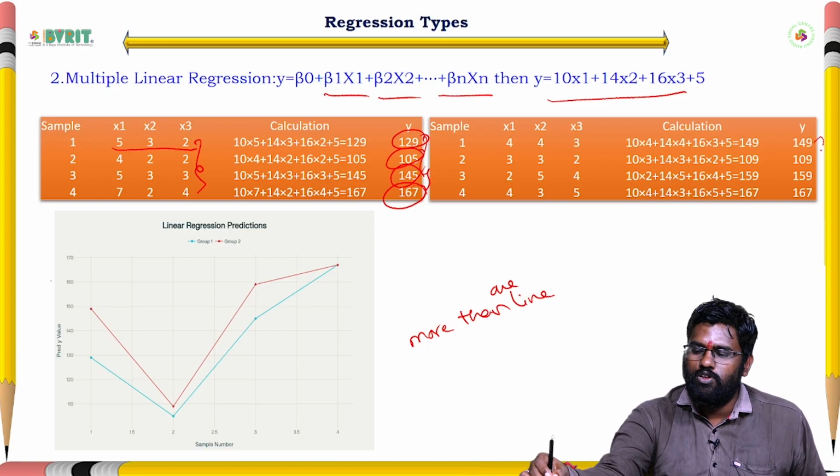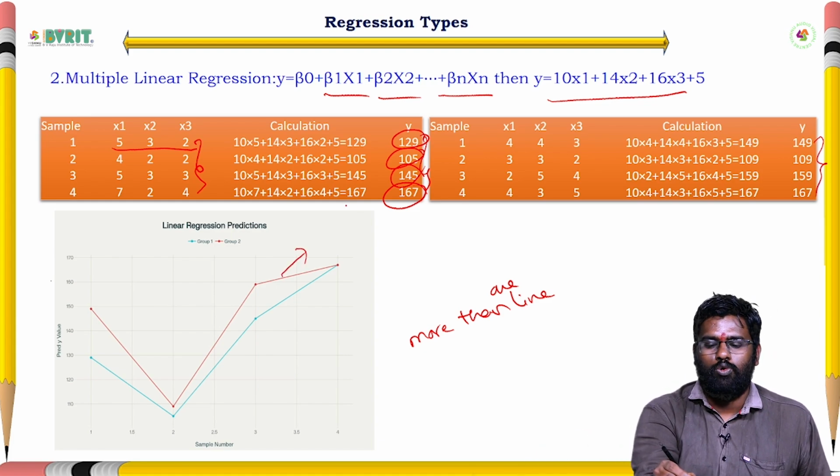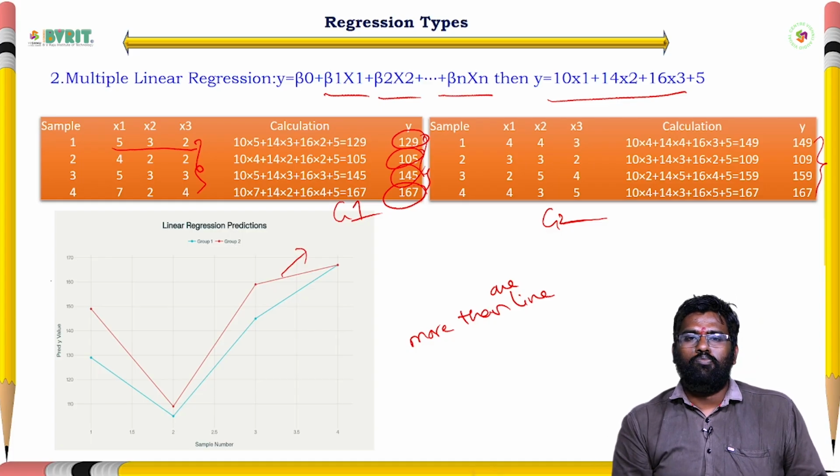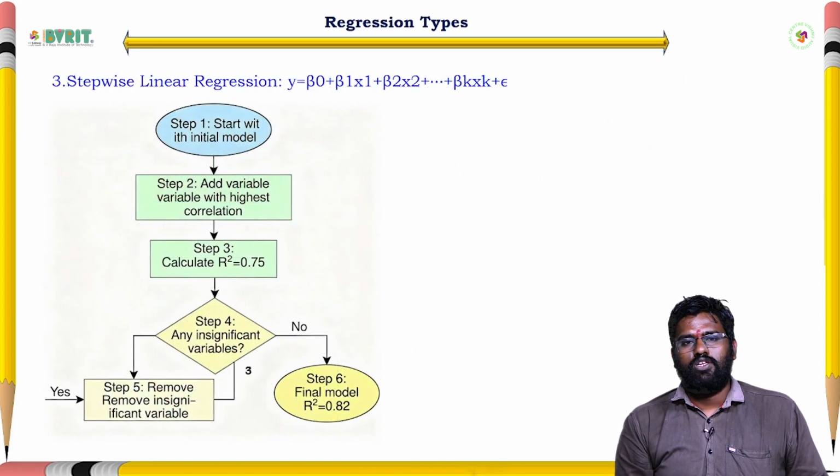Based on these values, we have also drawn the red graph. This is group 1 and this is group 2 that we are showing here. So that is about multiple linear regression. Next one is stepwise linear regression.